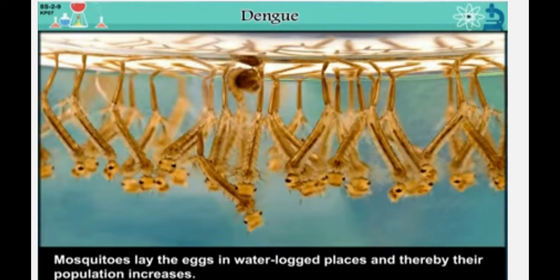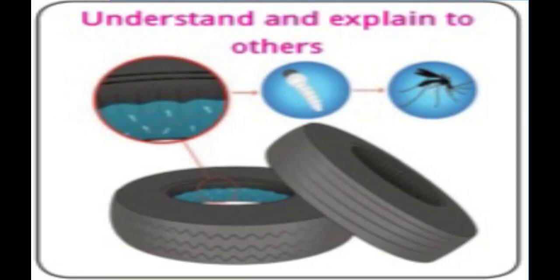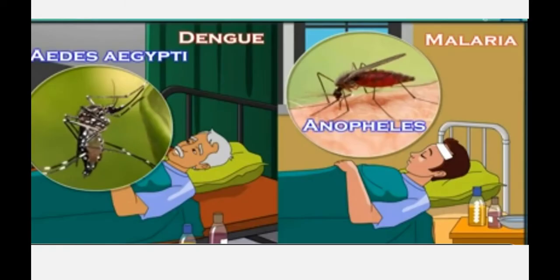Mosquitoes lay eggs in waterlogged places and thereby their population increases. Different species of mosquitoes spread different diseases. Here are the pictures. From this picture we can understand the four life cycle stages of the mosquito, mostly found in stagnant water. Dengue is spread by Aedes aegypti, and Anopheles mosquito spreads malaria.